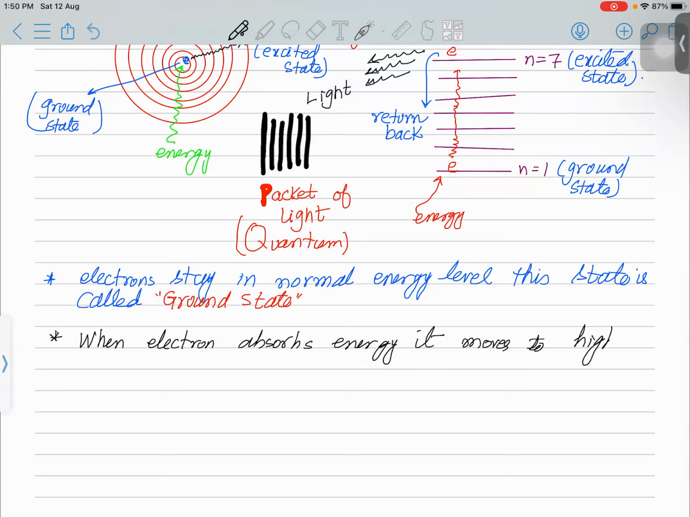Next point. When an electron absorbs energy, it moves to a higher energy level.